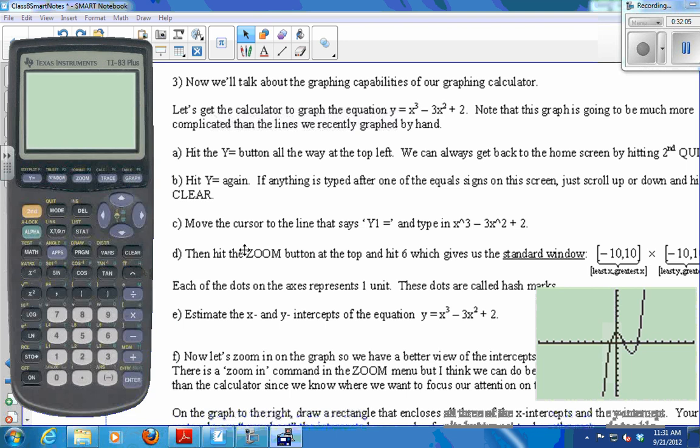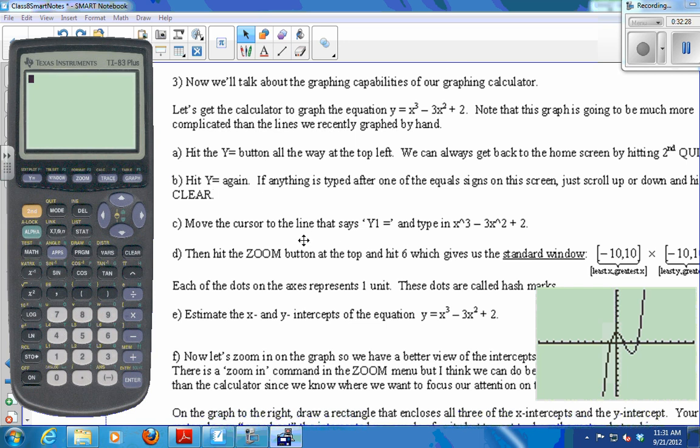Okay, clear the home screen. So I want to get the calculator to graph this equation, y equals x cubed minus 3x squared plus 2. The graphs that your calculator can graph are much more complicated than the lines or parabolas, which are probably the only things you've ever graphed before. So that's why we love having a graphing calculator.